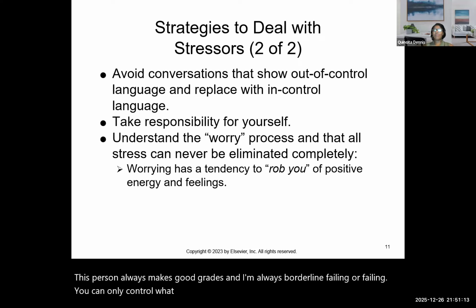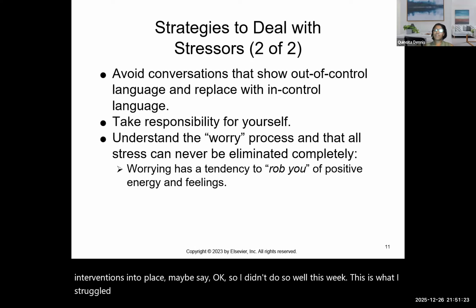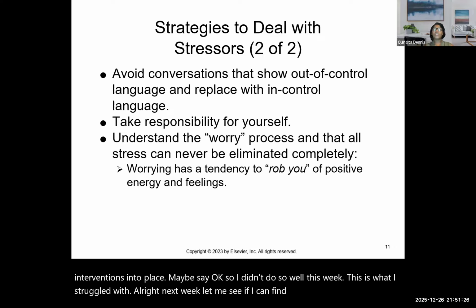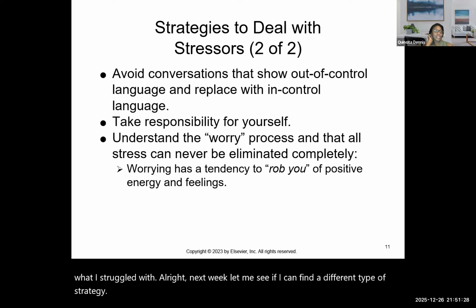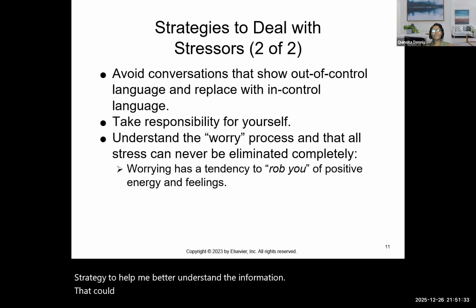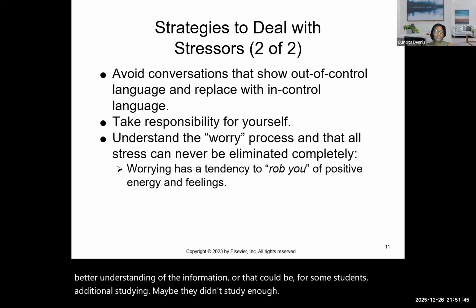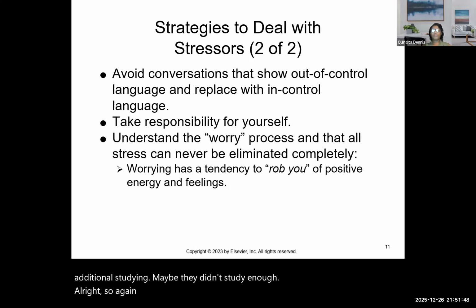So you have to maybe put some interventions into place, maybe say, okay, so I didn't do so well this week. This is what I struggled with. All right, next week, let me see if I can find a different type of strategy to help me better understand the information. And that could be tutoring. That could be leaning on your friends who maybe have a better understanding of the information. Or that could be for some students, additional studying. Maybe they didn't study enough. All right, so again, these are other ways that we can deal with stress.